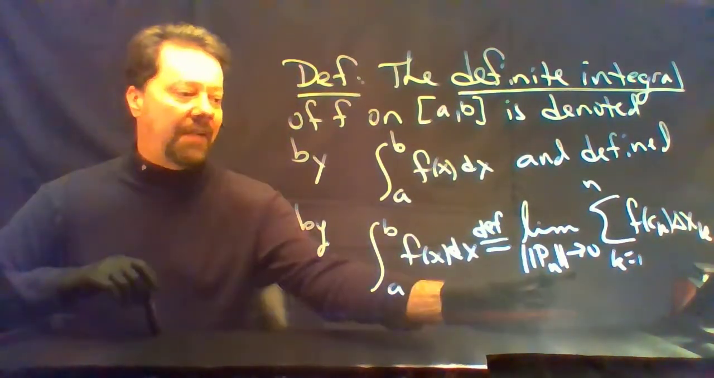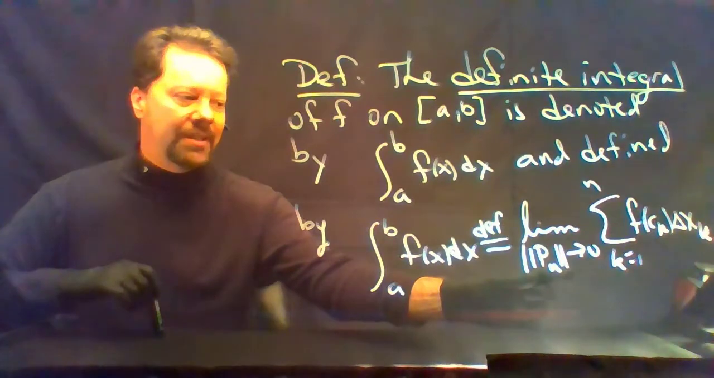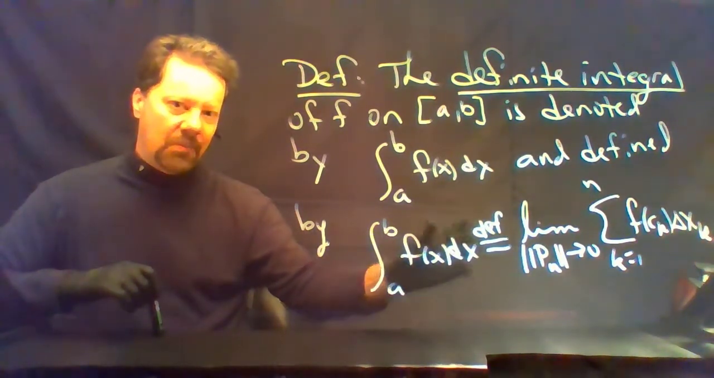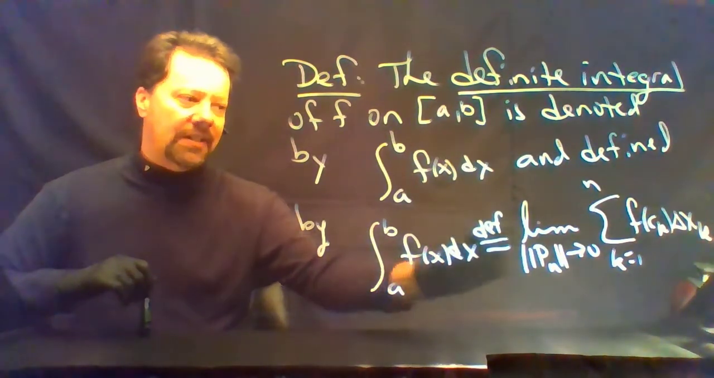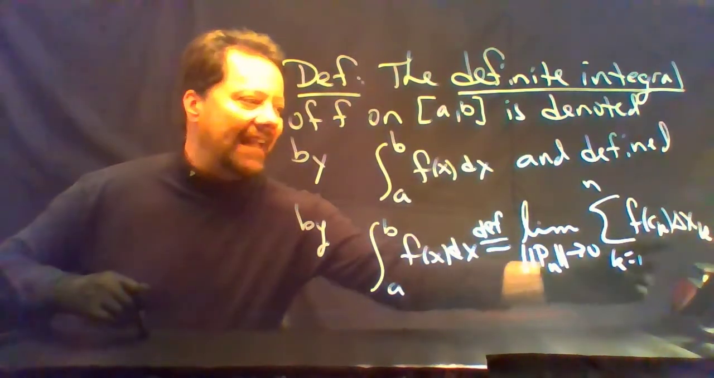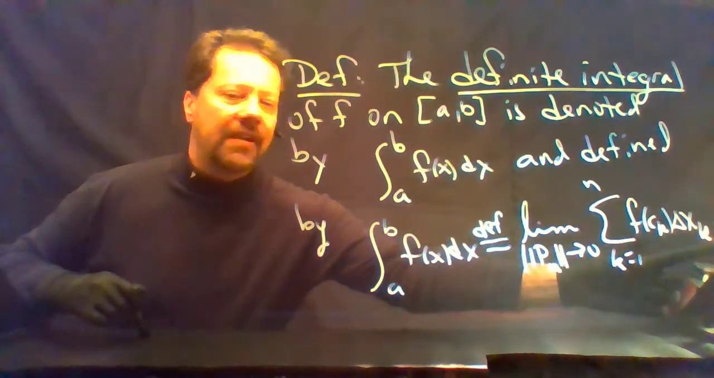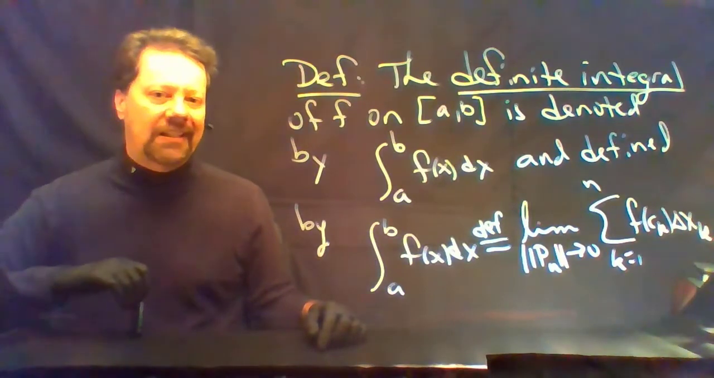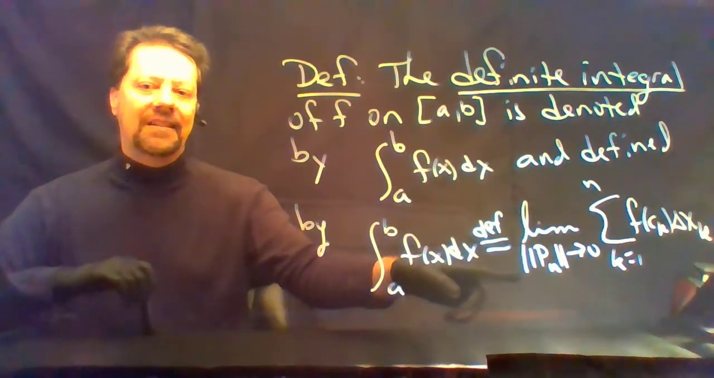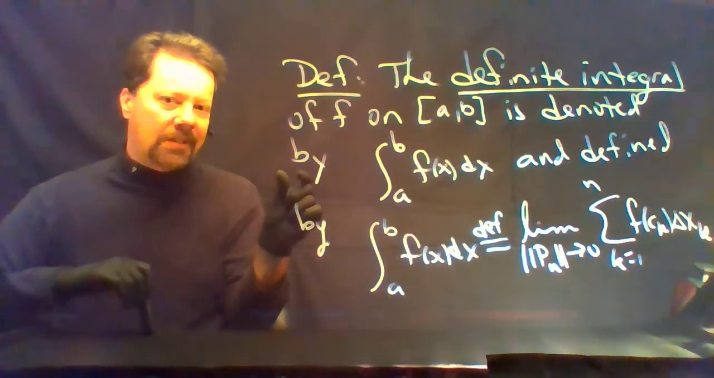You can see we have a sequence of partitions where the mesh size gets smaller and smaller. We're adding height times width. These are areas of approximating rectangles, but we're taking a limit as those rectangles get smaller and smaller.